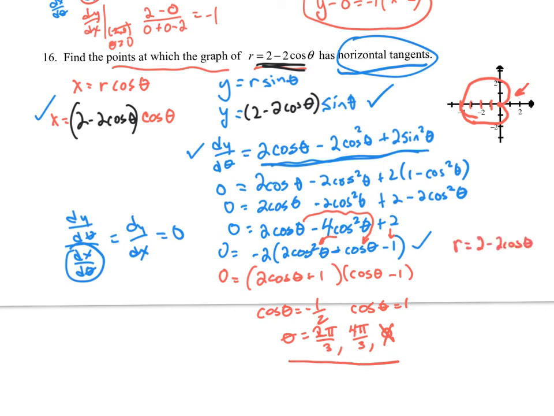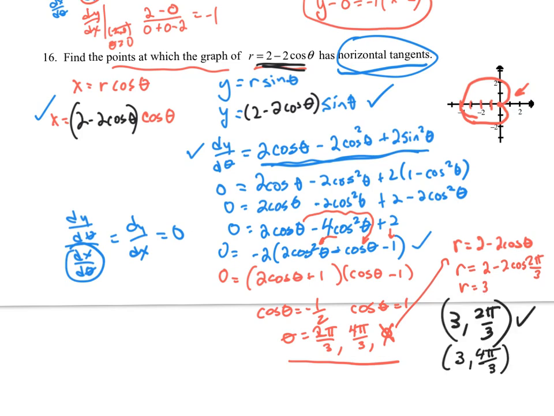So we got to go find the r values. And also if I plug in 0 there, I'm going to get r equal to 0, which is not what I want. So to find r for each one of these, r is equal to 2 minus 2 cosine of 2 pi over 3. Cosine of 2 pi over 3 is negative 1/2. And so I'm going to end up with 2 plus 1, which is 3. And the cosine is also negative 1/2 at 4 pi over 3. So those are your 2 points that you're going to end up with horizontal tangents.